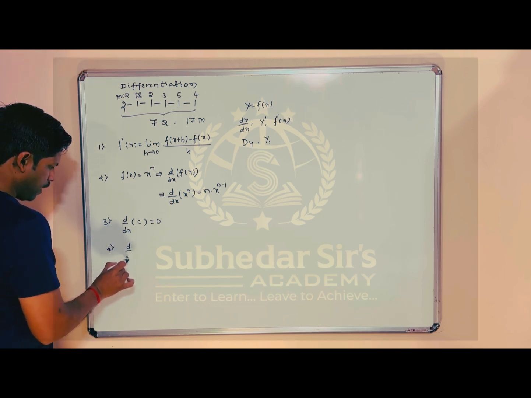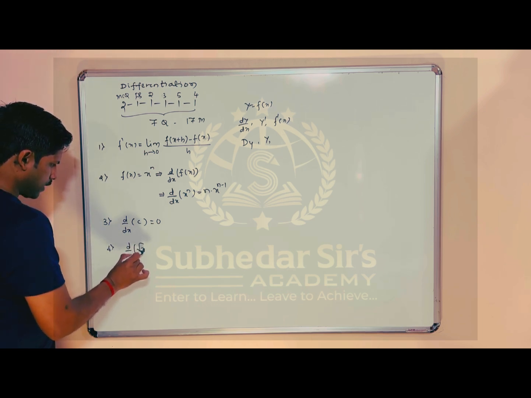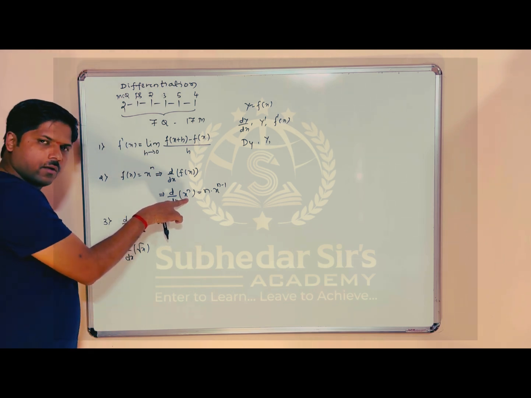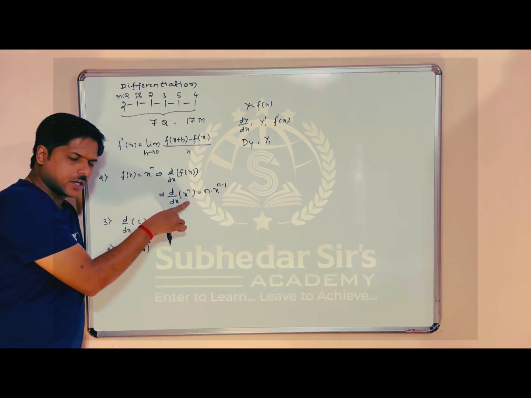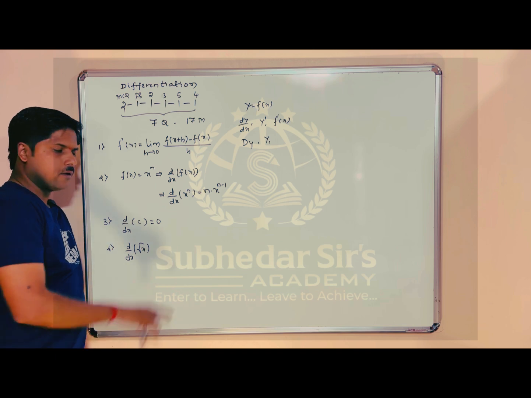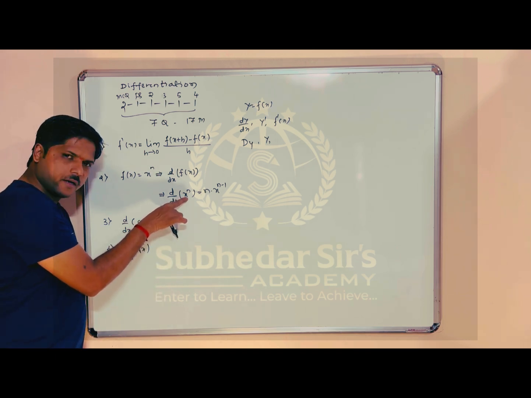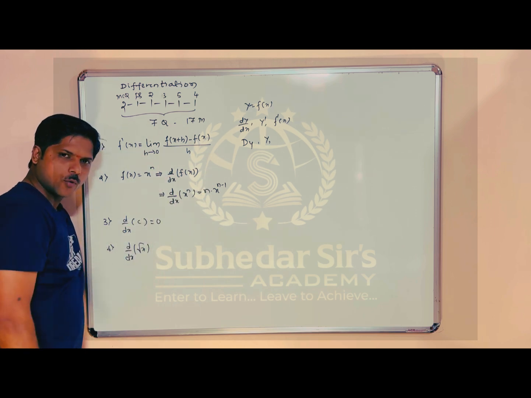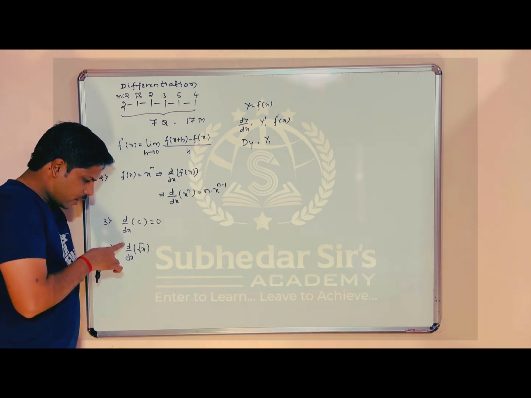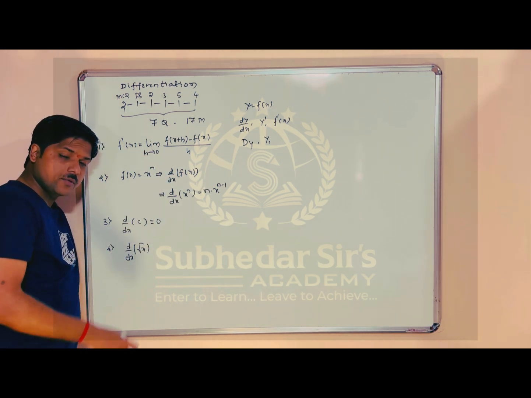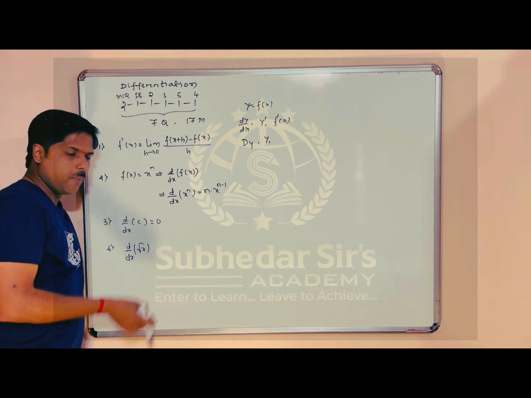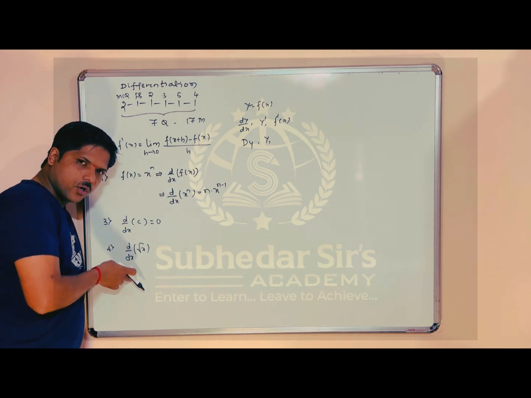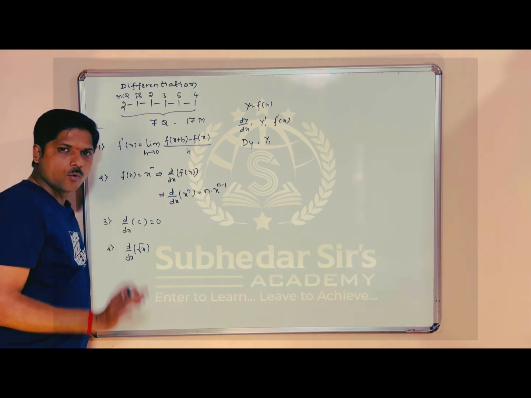Fourth one, d by dx of root x. See here we have x to the power n, where x is a function and n is a constant. Whenever x is a function and n is a constant, we apply the differentiation formula n into x to the power n minus 1. Now observe this one, d by dx of root x. I am saying this as a formula. By this only we are going to solve it, and after that we use this as a standard formula, right?